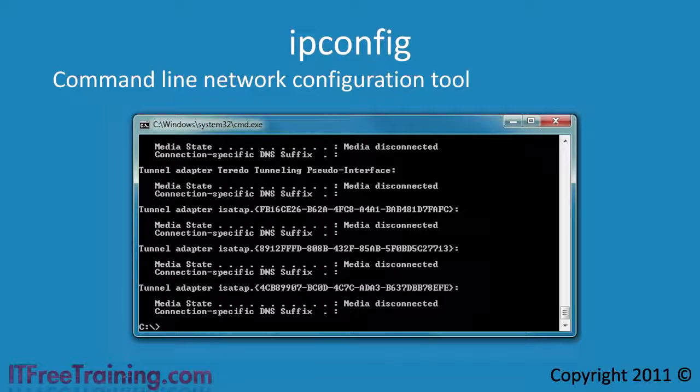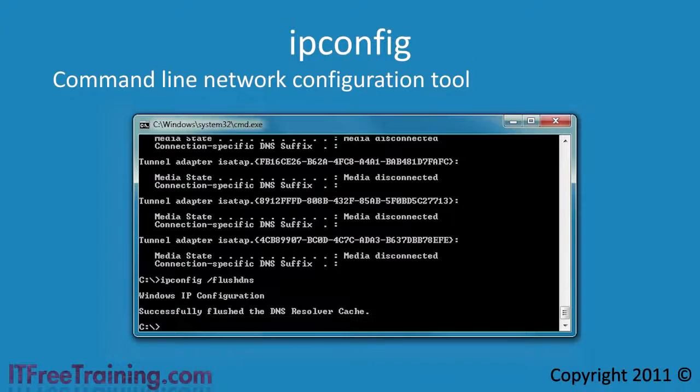If one of your computers on the network changes its IP address, you may have a stale cached DNS record on the computer. If this occurs, you can run the command ipconfig with the /flushdns. This will remove any cached DNS records on the local computer and force the computer to resolve the next DNS request from the DNS server.